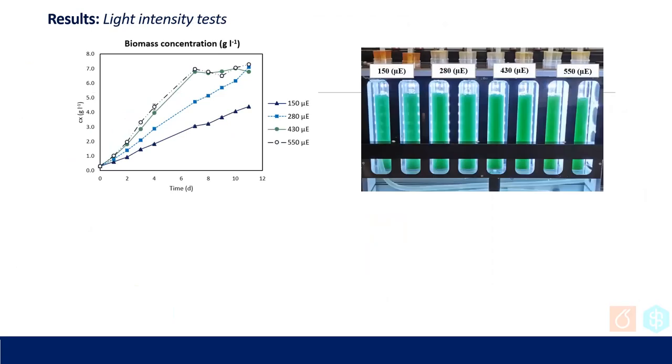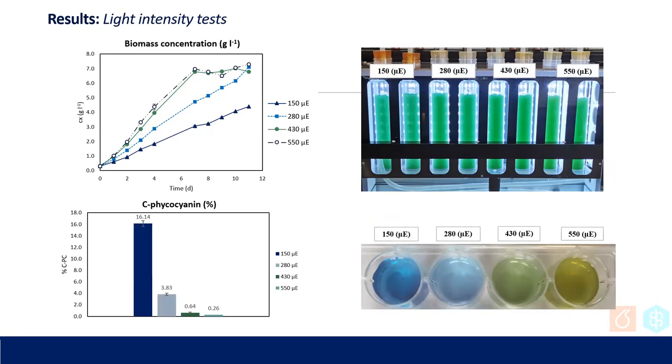Some of the results regarding light intensity, we have found that spirulina grows better when there is higher light intensity, so 430 and 550 micromoles. However, when we look at the content of phycocyanin, we can see that it is higher when the light intensity is lowest. So what we can conclude from here is that it doesn't always mean that when we have high biomass productivity, we will always have high metabolite yield. Which is great because we can use lower light intensity and still have very good content of phycocyanin in the cells.